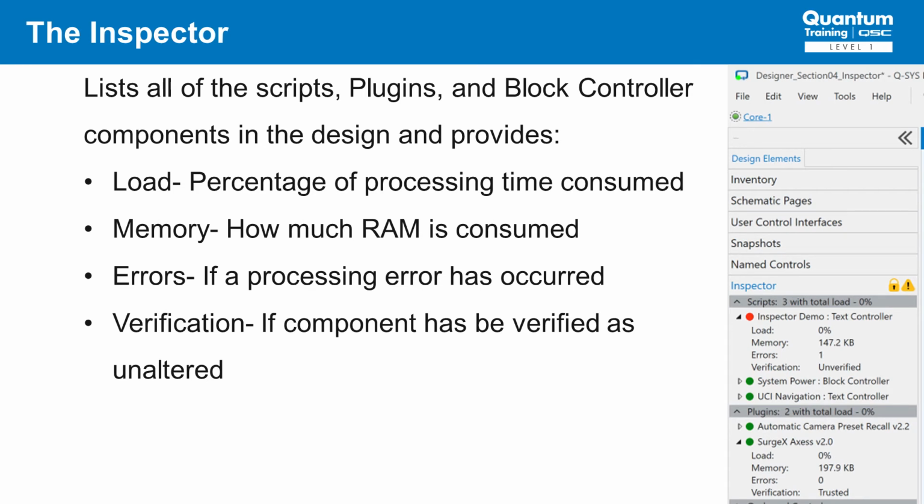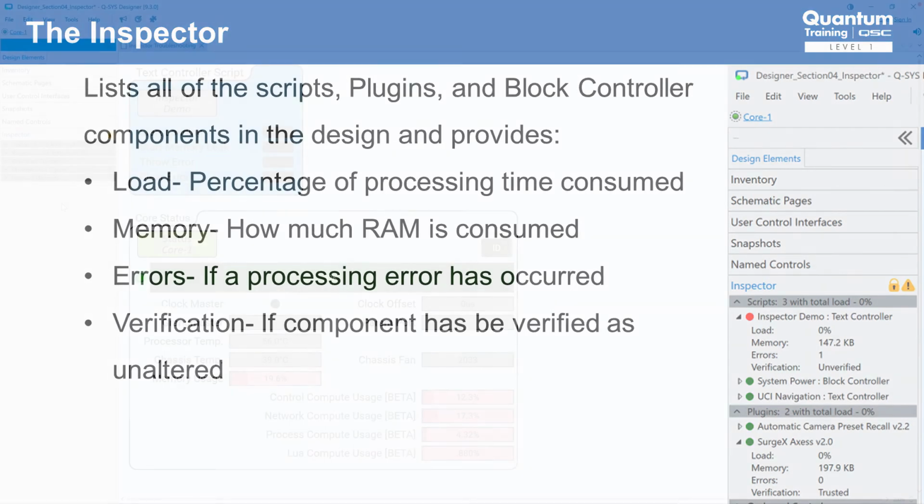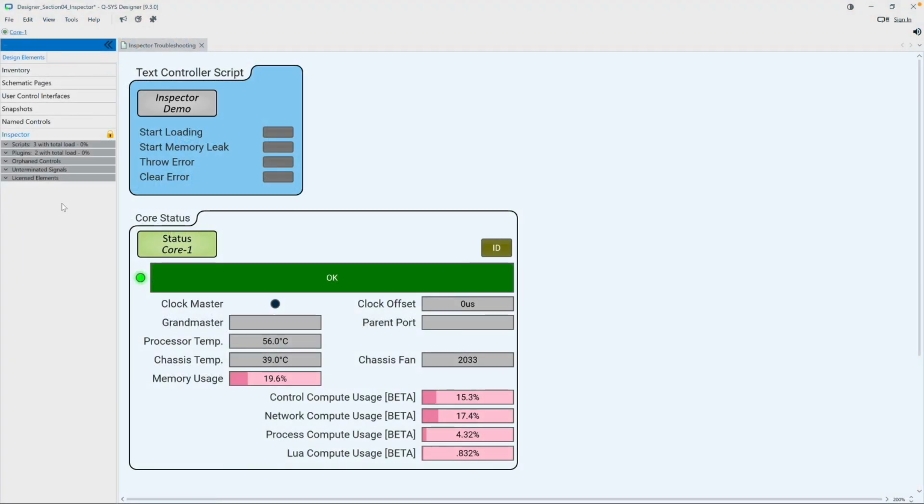To assist with troubleshooting plugins and scripts, the left pane of Designer includes a section called Inspector that provides information to help locate and identify scripting and plugin issues. In this example, I am currently connected to a core, and if we navigate to the Inspector pane in Designer, we see the Scripts and Plugins sections that include a list of the scripting components as well as all of the plugins included in our design.